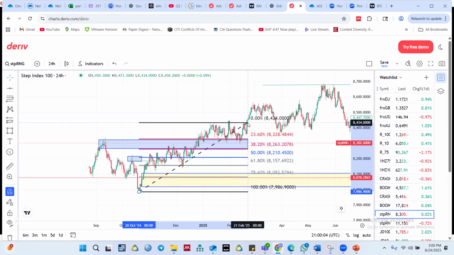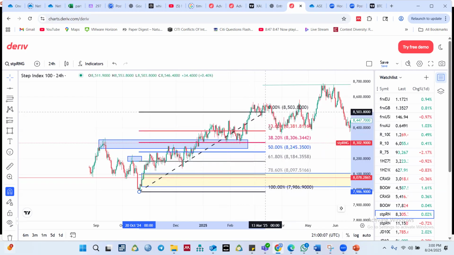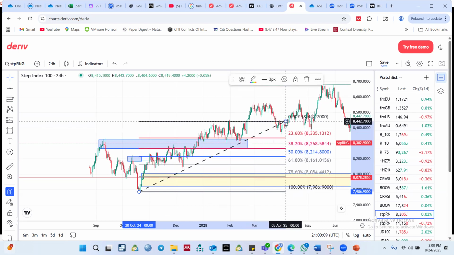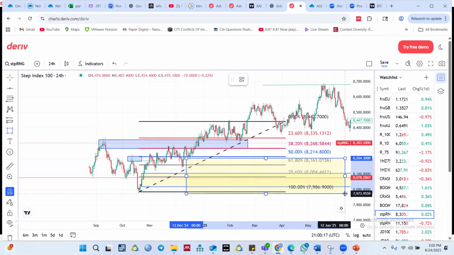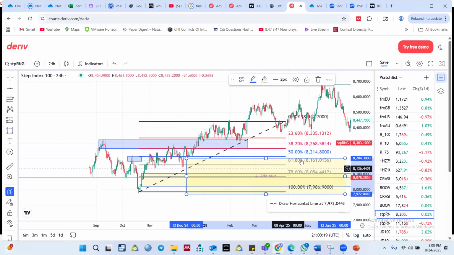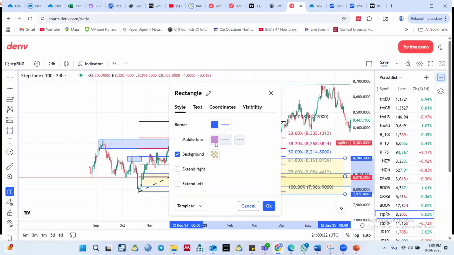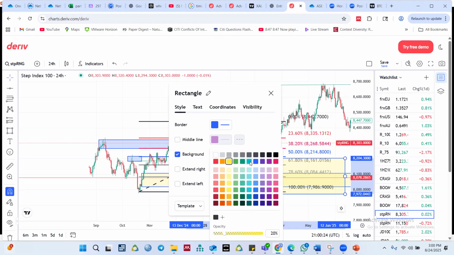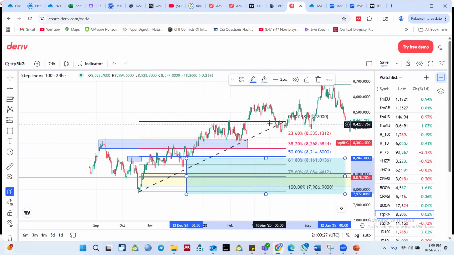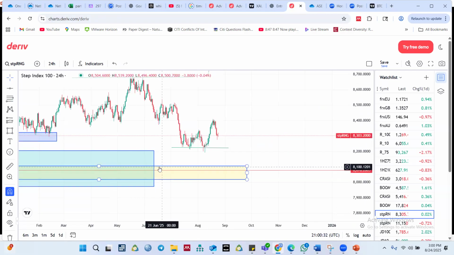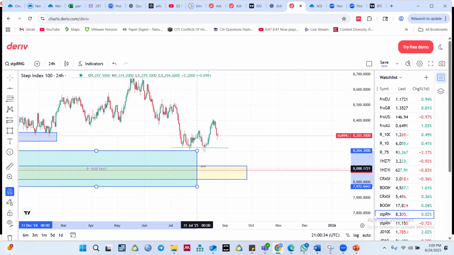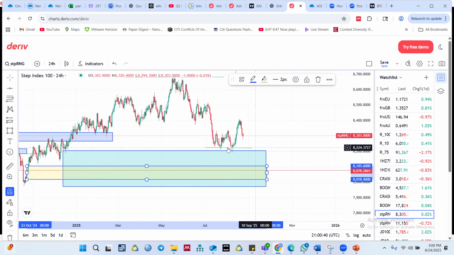Oh, good. So price should drop below this zone up to here. Let me give this one color green. Did price come there? No, we have not seen that yet. Let's see. Okay, we are just having a tip of a drop. Good.